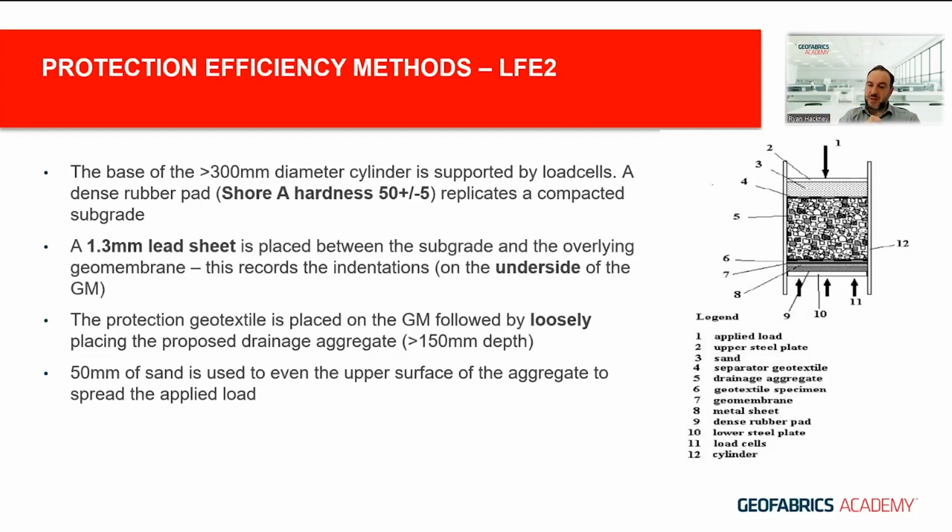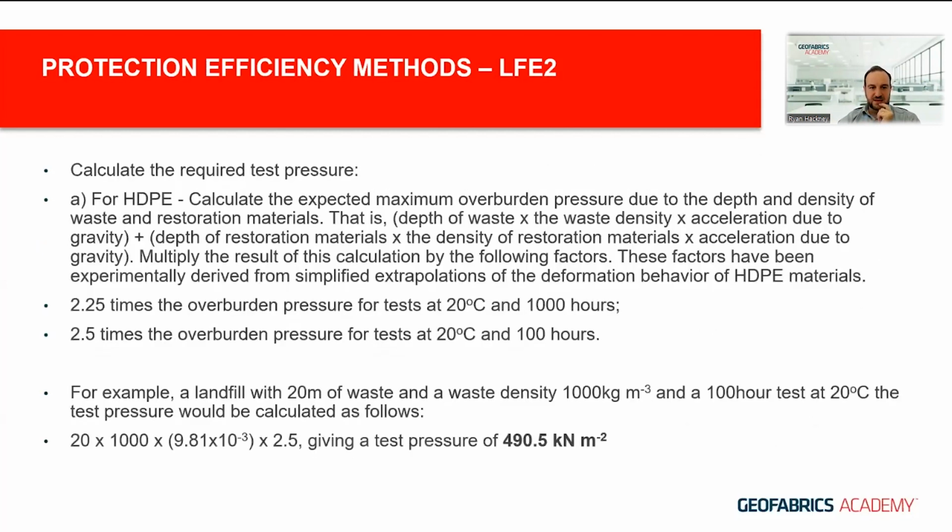Obviously, on top of the geomembrane, we place the cushion geotextile, and on top of the cushion geotextile, we place the drainage aggregate to a minimum of 150mm depth. And that aggregate's loose; it's not in a fixed profile. It's poured from your container loosely into that cylinder, and then we use a layer of 50mm sand on the top of that, and that is really just to level off that surface so that you can evenly apply a load with a loading plate on top of the cylinder. So I hope that describes how the test is set up there in the cylinder.